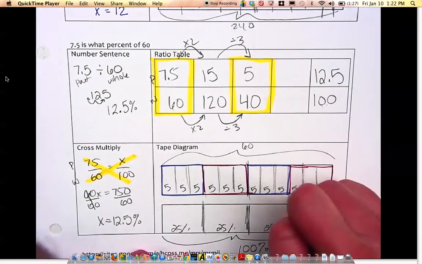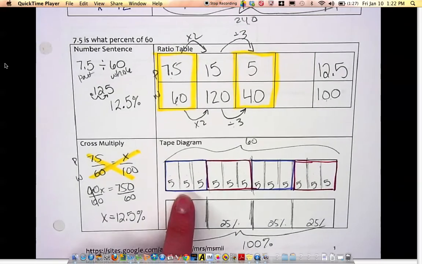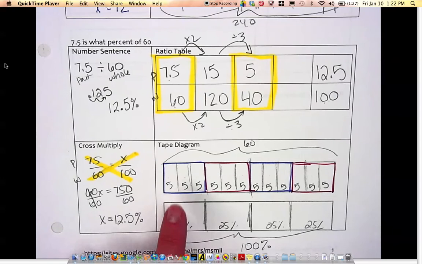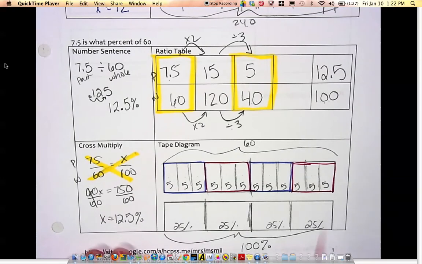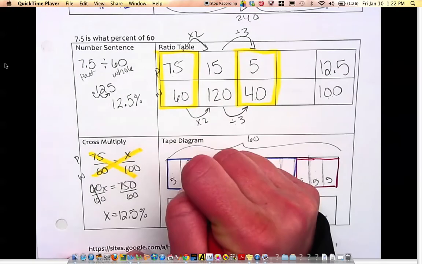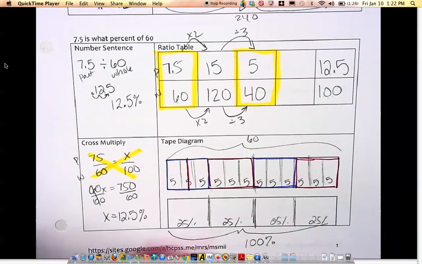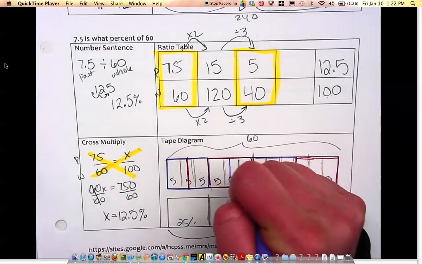Okay, so this is 15. And then half of 15, so I need to get 7.5. So half of 15 is 7.5. And notice I have 4 sets of 15, just like there's 4 25% in 100. So if I need to get 7.5, then I'm going to take each of these 15s and cut them in half. And then that's going to be my 7.5.